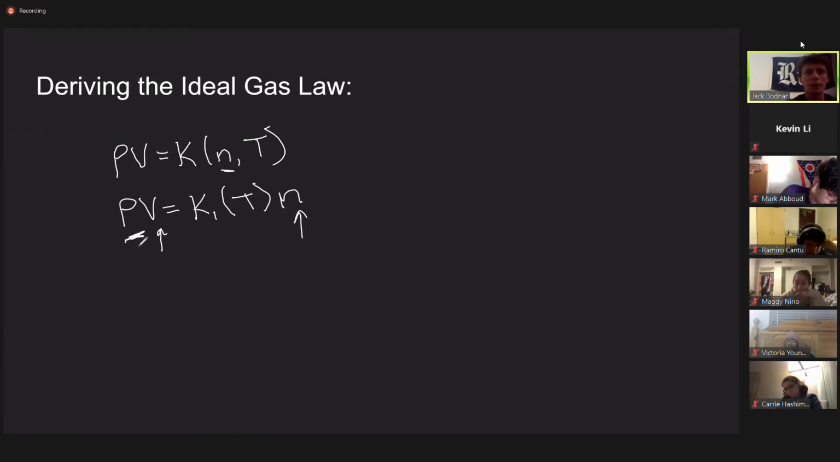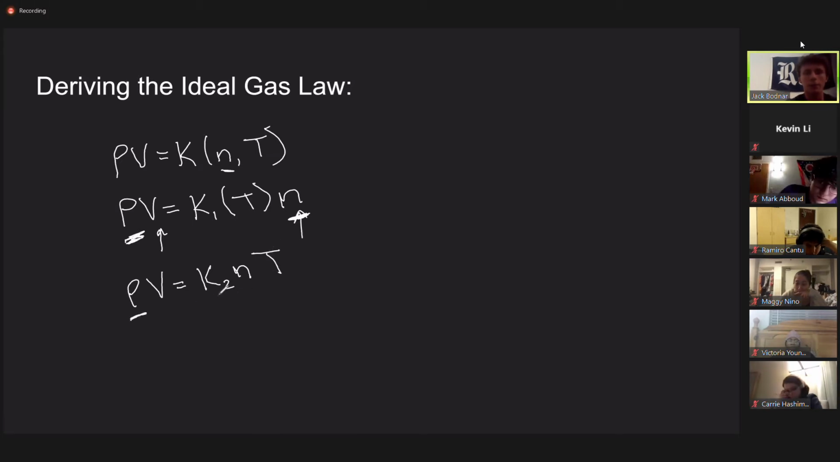And then we can do the exact same thing with temperature now. So let's say we're keeping pressure constant again, and now we're going to keep moles constant. If we look at the relationship between volume and temperature, we know from Charles' law that these are directly proportional. So I'm going to call this K2 now. N is still outside of our parentheses of our K function. And now we write temperature directly proportional.